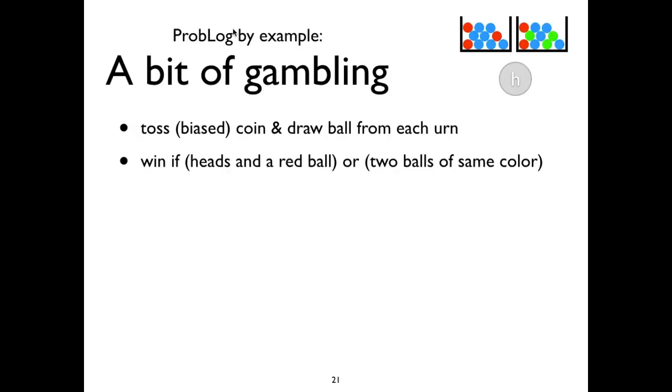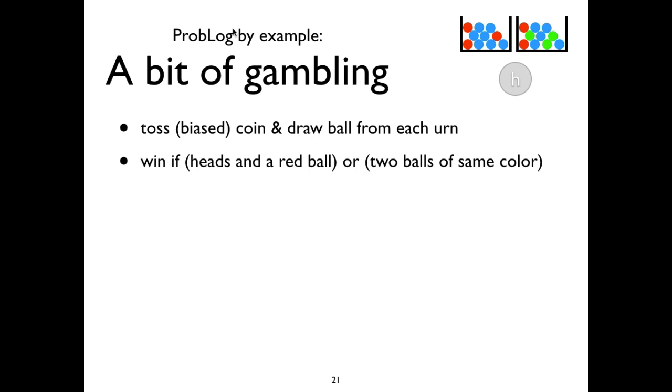Okay, so let's start with the beginning. The standard example that we're typically working with is trying to model this kind of game. In the game, you have two urns. They contain colored balls. There are red and green ones and blue ones. And there's also this coin that you have to toss. And we play a game, in a sense. We toss the coin and we draw a ball from each of the urns. And then depending on the outcome of the random game, well, you or I win. The rules of the game are that I win if there is a heads and a red ball coming up, or two balls of the same color.